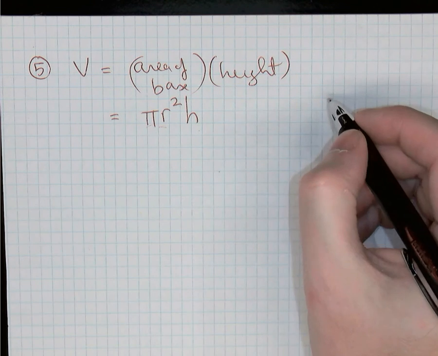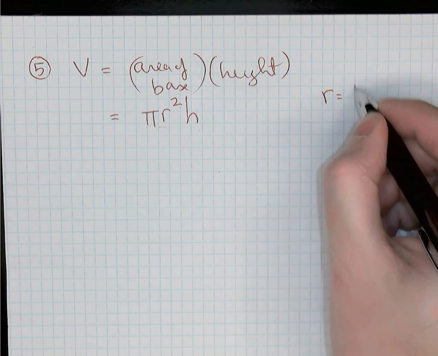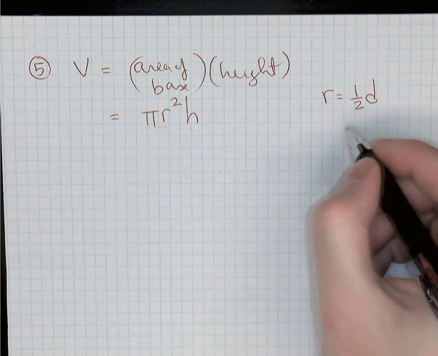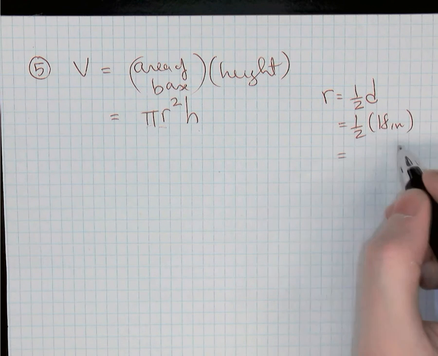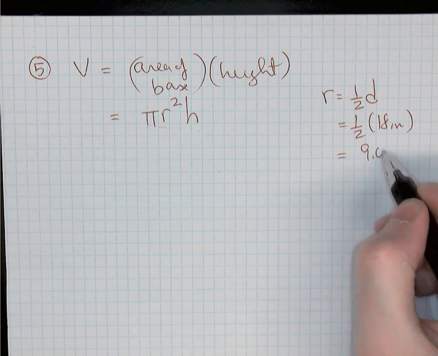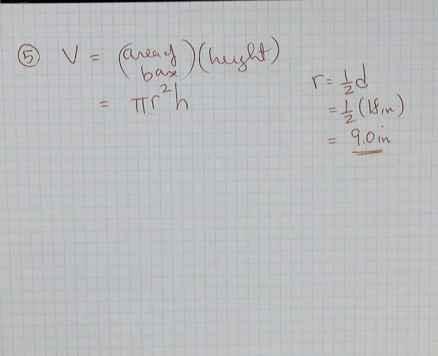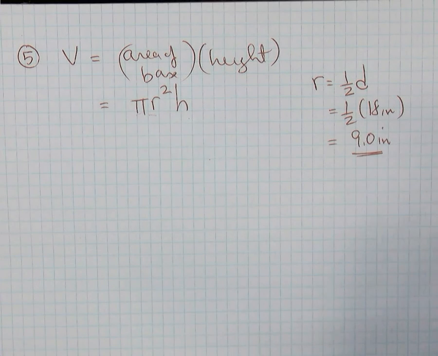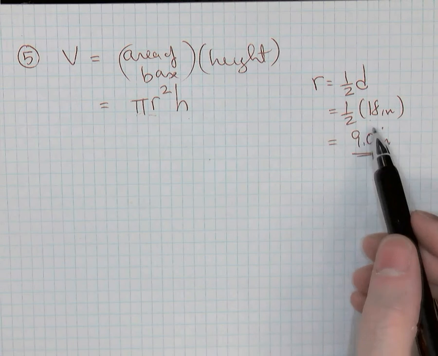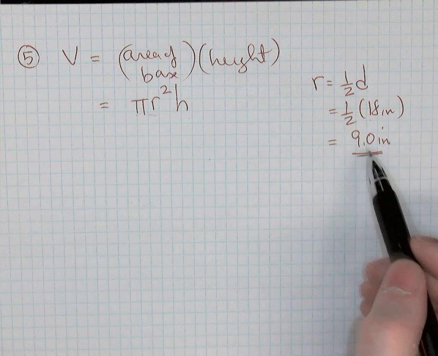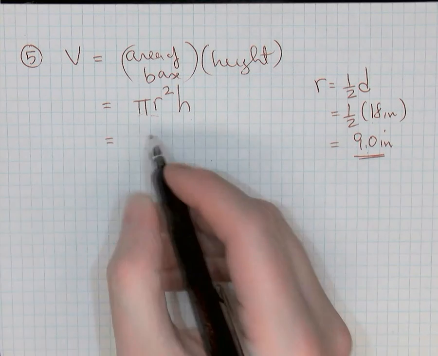Now the radius of that cylinder would be half of the diameter. So let me just show that. The radius is half of the diameter, which is half of 18 inches, which is going to be 9.0 inches. Now why did I write 9.0 instead of just 9? Because on a calculator they mean the same thing. But in science, if 18 has 2 significant digits, when we divide that by 2, we'll keep 2 significant digits in that answer. So now let's put our numbers in.